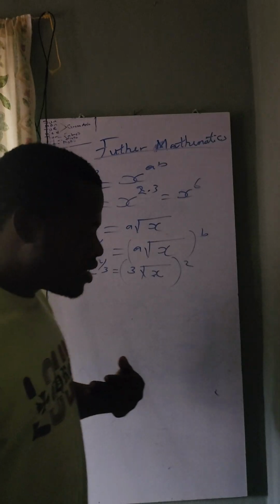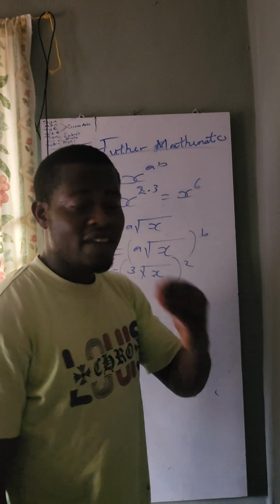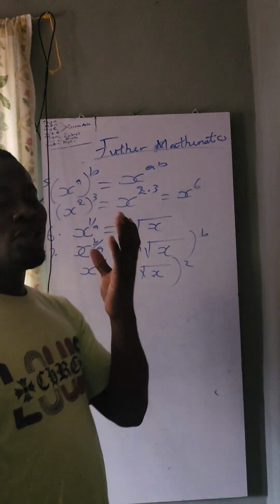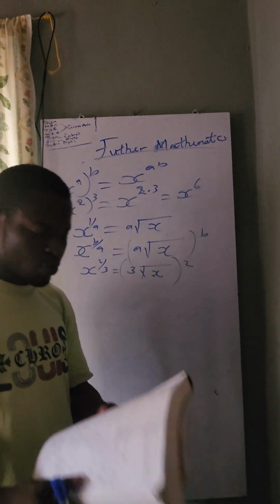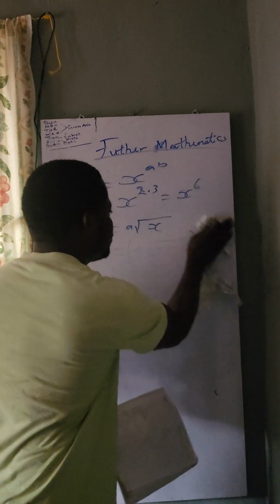I'll be explaining how we apply the first law. If I'm using the first law, I'll tell you I'm using the first law. If I'm using the second law, I'll tell you, and if I'm using the third law, I'll tell you guys. So just be with me. Now I'll be solving some questions here. We're having a JAMB UTME question here.